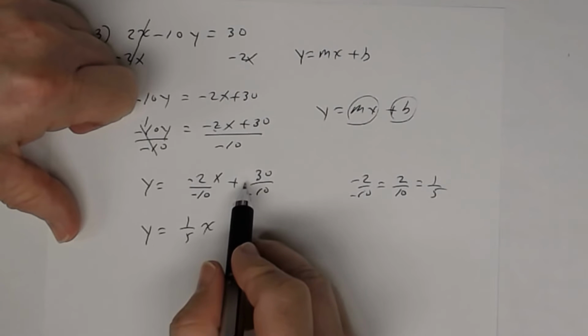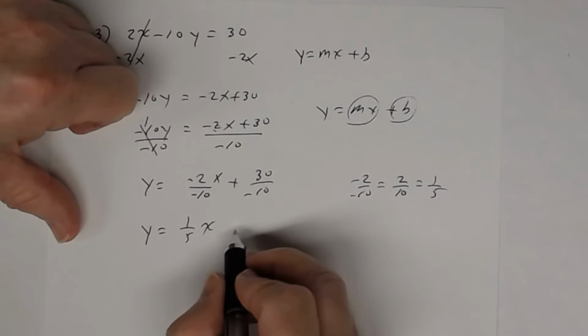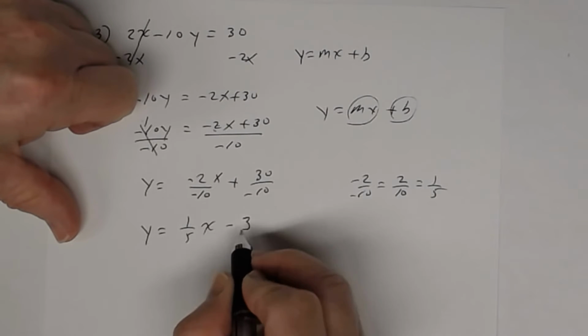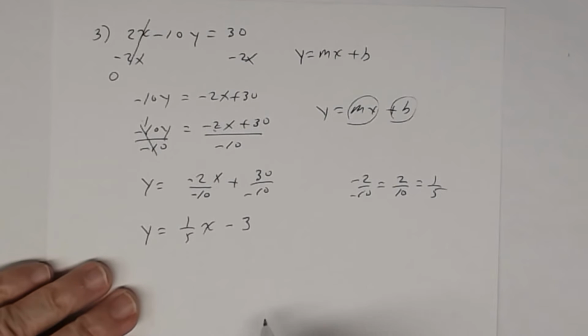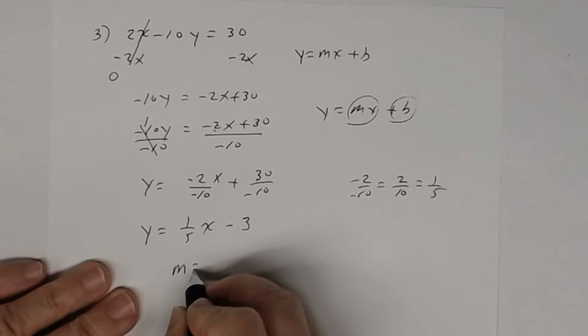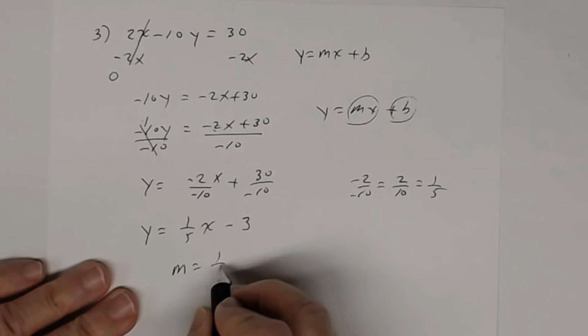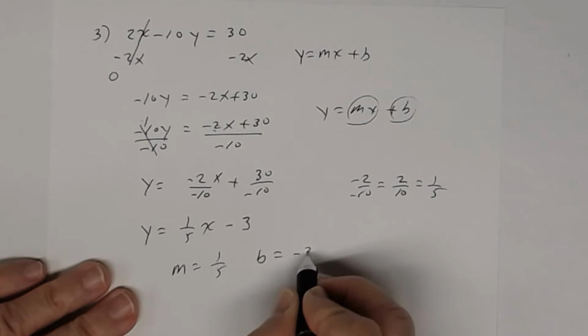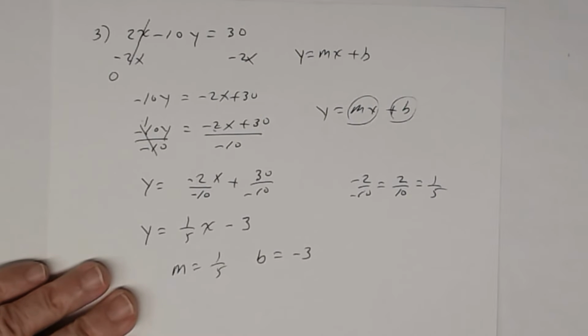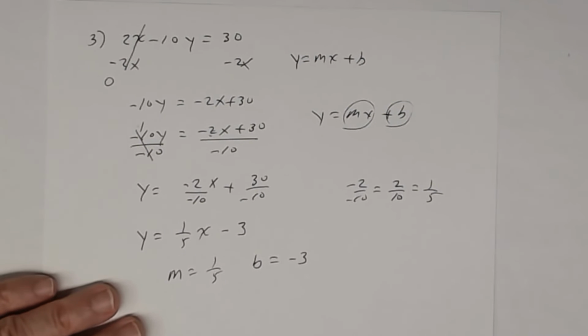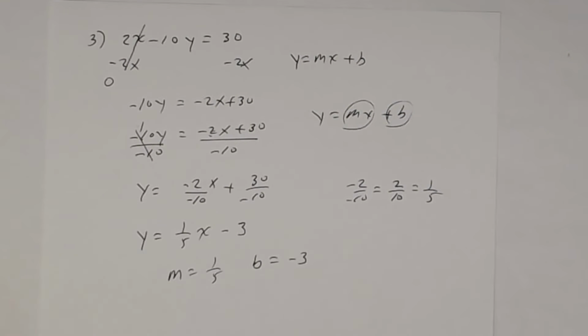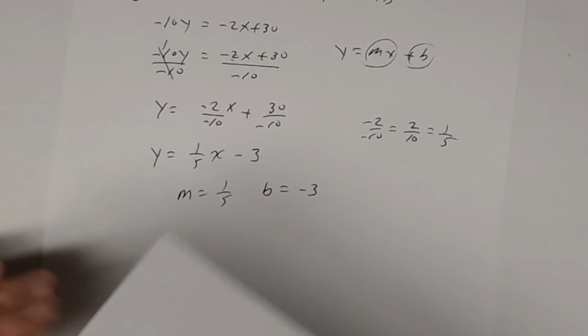And then a positive 30 divided by negative 10 is a negative 3. All right, and so now we know the slope. The slope is positive 1/5, and the y-intercept is negative 3. Okay? All right, now, so let's go ahead and graph this.